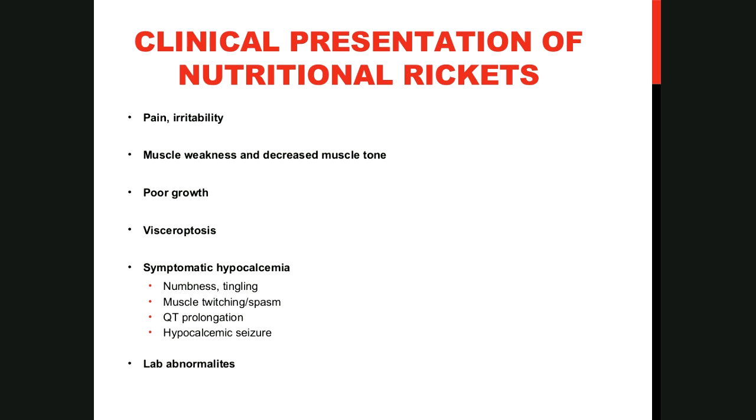And certainly in vitamin D deficient or nutritional rickets, you can have symptomatic hypocalcemia with numbness, tingling, QT prolongation on EKG, and then hypocalcemic seizure. Hypocalcemic seizure does occur most commonly in the first year of life, but it can happen really at any age. And then lab abnormalities that we would expect in calcipenic rickets in general would be either a low or normal calcium level, low phosphorus levels, an elevated PTH, which is an appropriate secondary response to the low calcium and the low vitamin D. And then we see elevations in alkaline phosphatase as well.